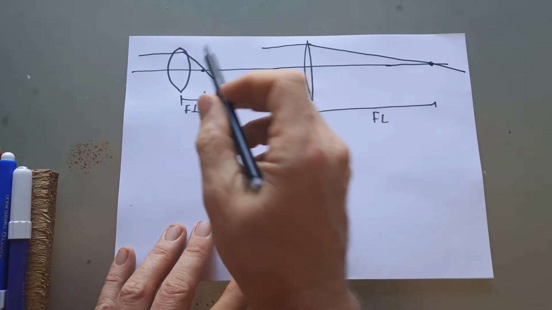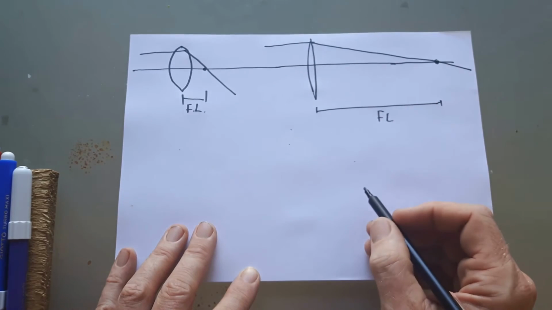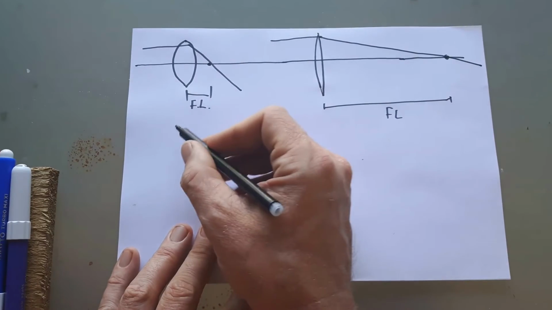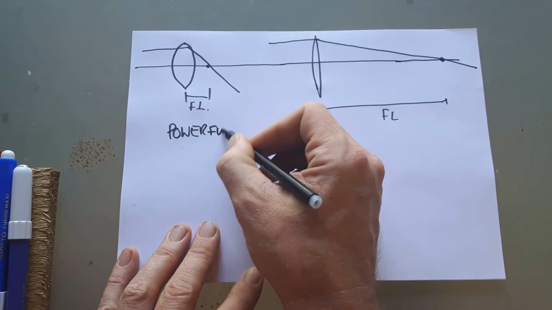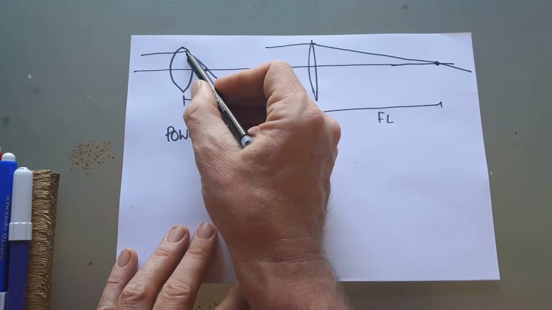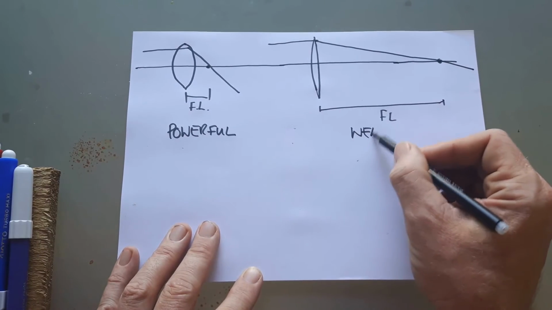Now this ability of the lens to bring the light to a focus is known as the power of the lens. You would say that this one was much more of a powerful lens. It's much more powerful because it brings the light into a focus much quicker, and this one we would call a weaker lens.